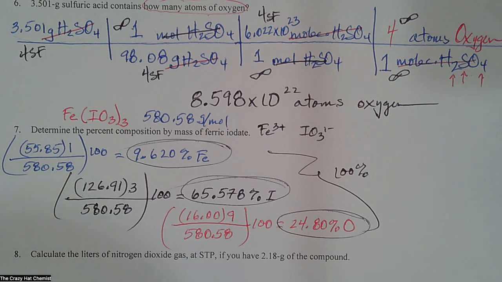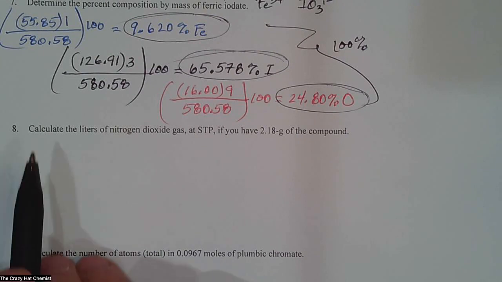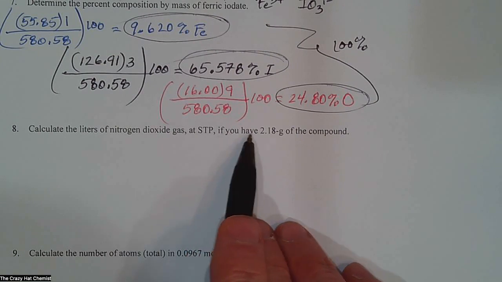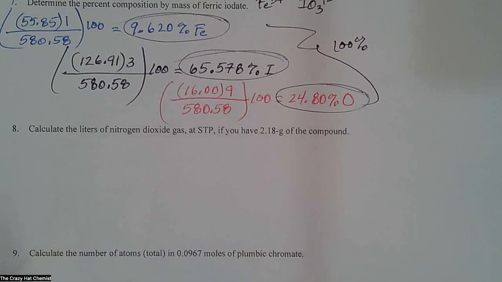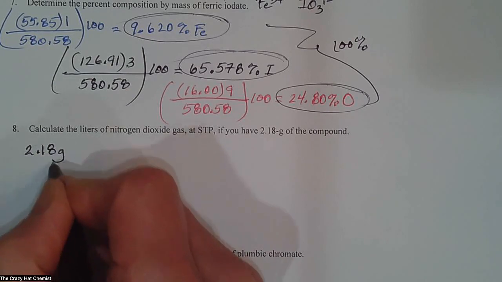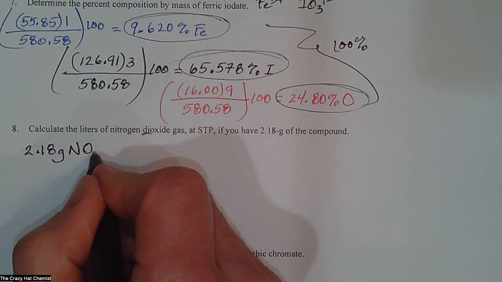All right. So our next one, cruising on up here, is right here. We're going to calculate the liters of nitrogen dioxide gas at STP if you have 2.18 grams of the compound. All right, so we're going to start off with number, units, and formula. And the number is 2.18. The units are grams. And the formula for nitrogen dioxide, this is a binary covalent compound, and it uses prefix naming, therefore the di. There's 1 nitrogen and there are 2 oxygens.